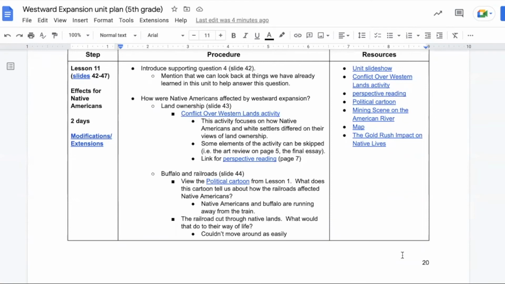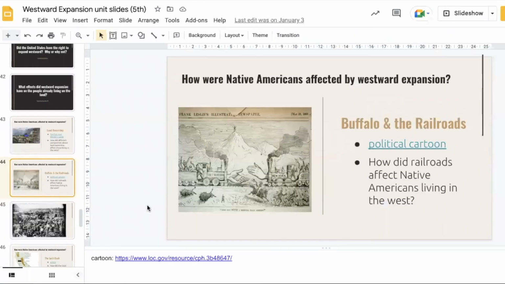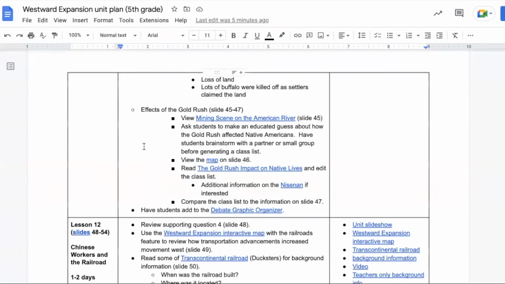We have a few options of finding out about land ownership. We can use the conflict over Western land activities to understand how Native Americans and white settlers differed in their views of land ownership. Then we can take a look at this political cartoon on slide 44 and figure out how railroads affected Native Americans living in the West. And the big connection would be with the buffalo. Then we can also consider how the gold rush impacted native lands.